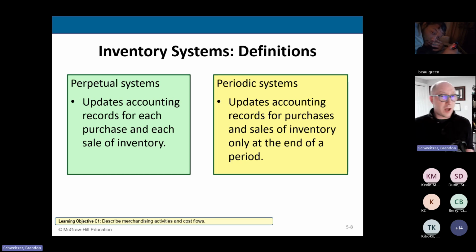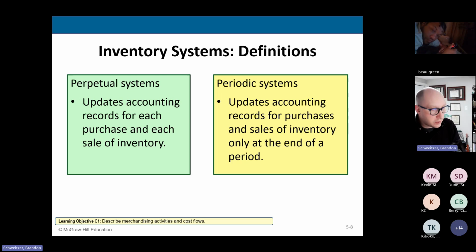The other type of inventory system is called periodic. We update the accounting records for purchases and sales at the end of the accounting period. This is true for businesses that sell larger, unique items. The best example I could give you for the periodic inventory system is a car dealership. Car dealerships, as you know, they sell vehicles. That's what they're designed to do.